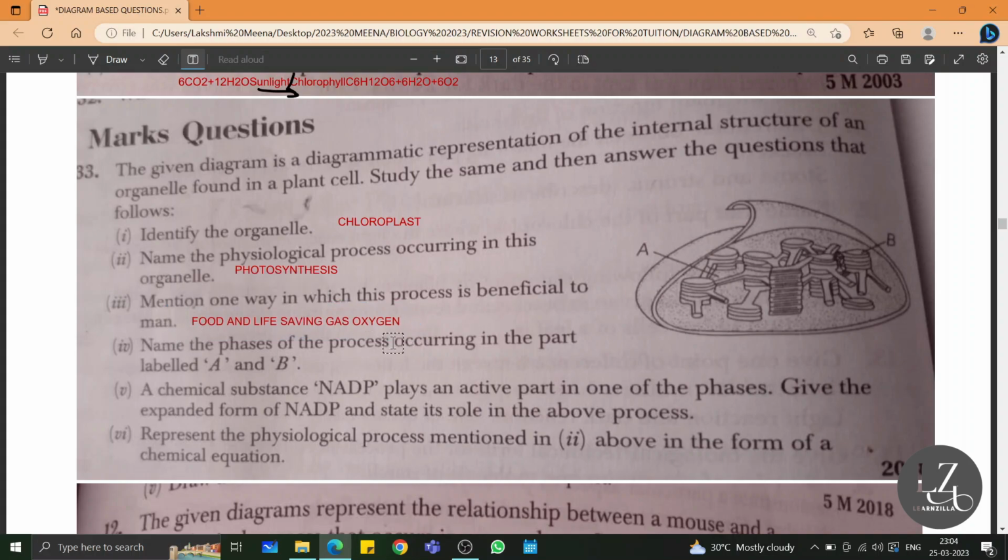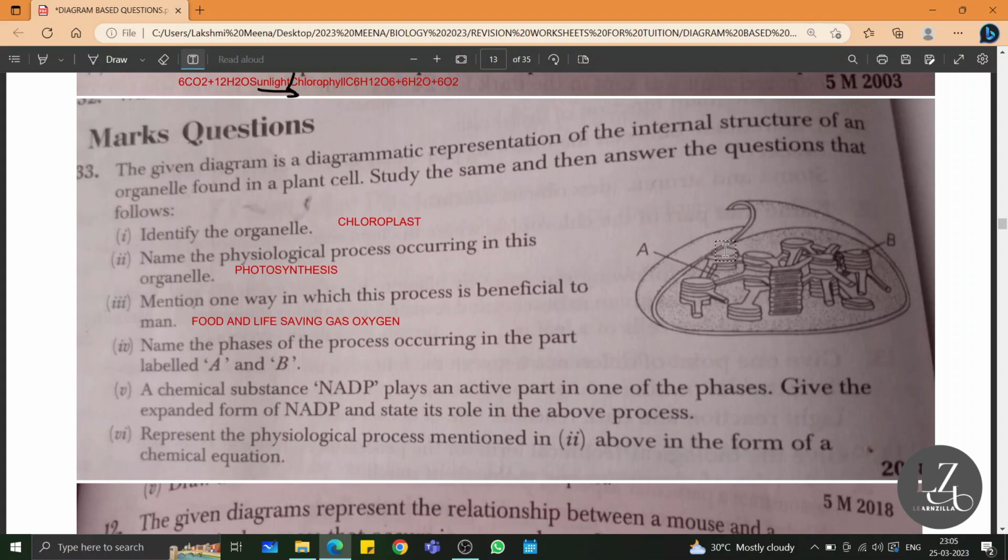Name the phases of the processes occurring in the parts labeled A and B. You need to identify. Now, knowing this is very important. There are two major parts, right? A is the stroma, the fluid filled matrix. Okay, all this is the stroma. Whereas B is the grana, stacks of thylakoids arranged together forms the grana or the granum, right?